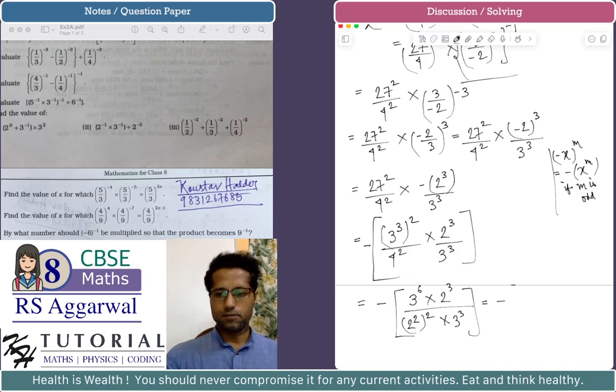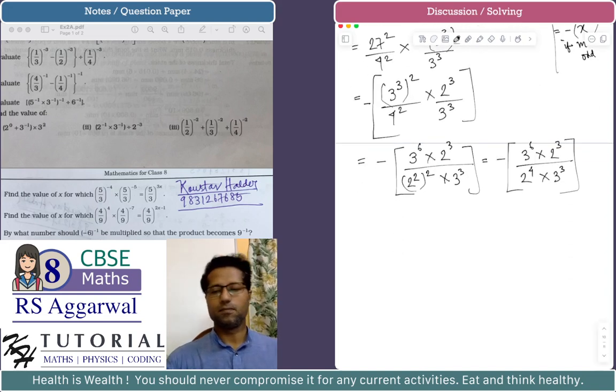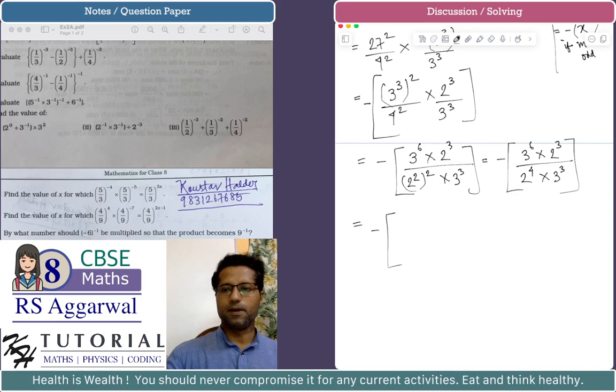This is equal to minus 3 to the power 6 multiplied by 2 to the power 3 divided by 2 square whole raised to the power 2, which is nothing but 2 to the power 4, multiplied by 3 cube. Now I will combine the similar exponential terms. By similar exponential terms I mean the bases are the same. So this will be, I will combine 3 raised to the power 6 divided by 3 raised to the power 3, multiplied by 2 cube divided by 2 to the power 4.